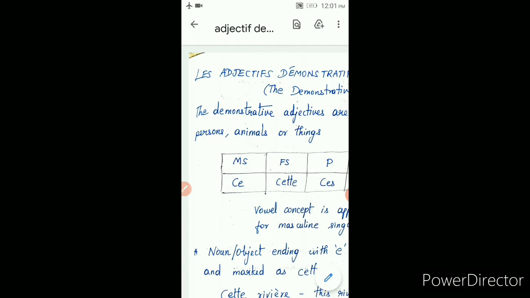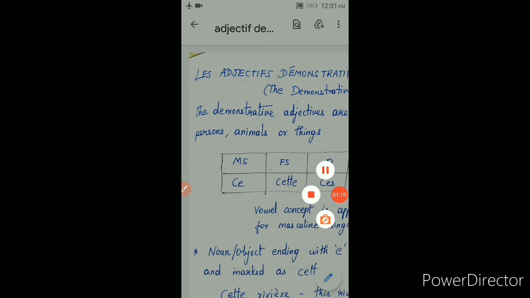If you take lesson 3 page number 28, you can see the grammar explanation given in French and certain examples also given. Please refer to those examples. Definitely you can get those examples for your MCQ questions. So please refer to page number 28.